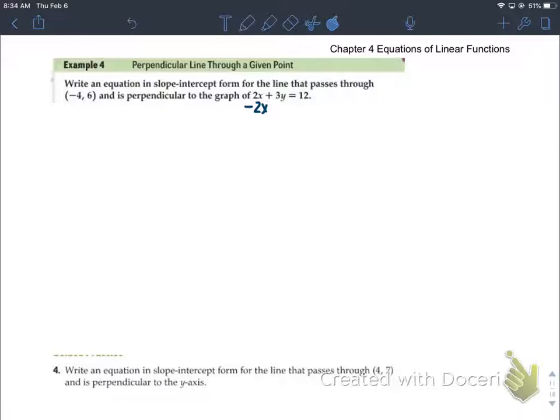In this example, we need to rewrite the original equation of 2x plus 3y equals 12 into y equals mx plus b form. So we subtract the 2x over, and we get 3y equals a negative 2x plus 12. It is okay if you wrote it as 12 minus 2x. That is also okay. Then we divide both sides by 3 to get just y left. And once we do that, we get a negative 2/3 x plus 4.